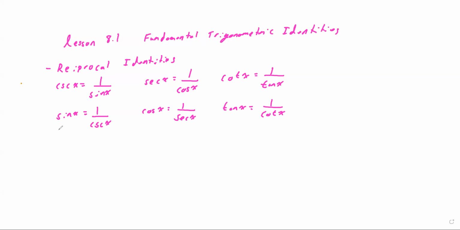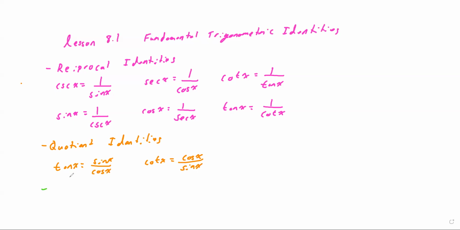We also saw quotient identities. And there was just 3 of these. It was that tan x is equal to sine x over cosine x, and cotangent of x is equal to cosine x over sine x.